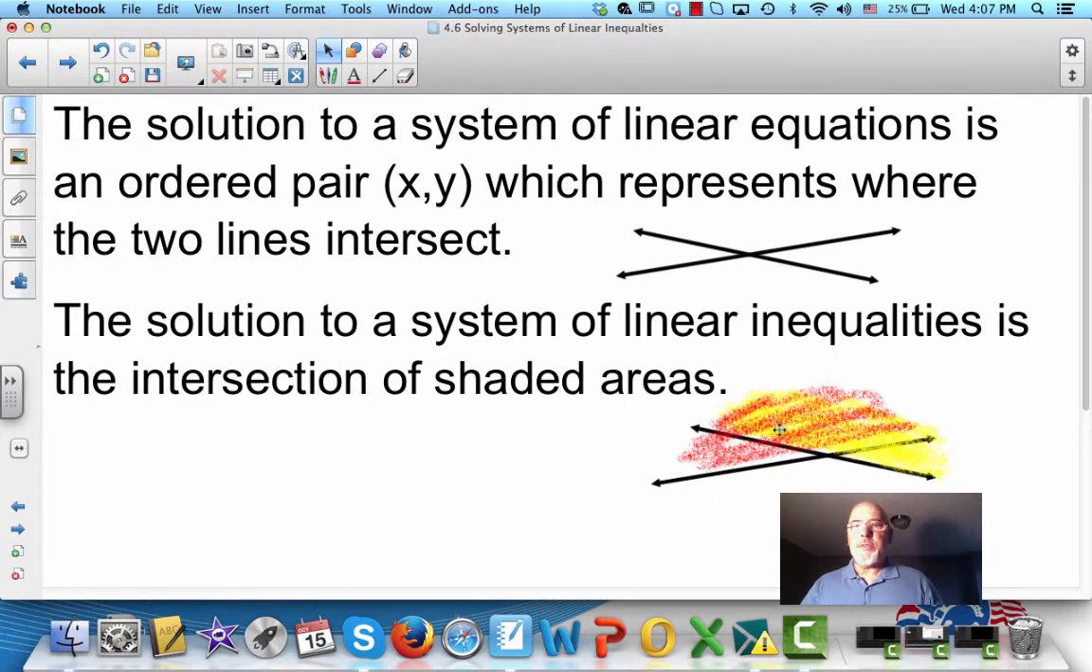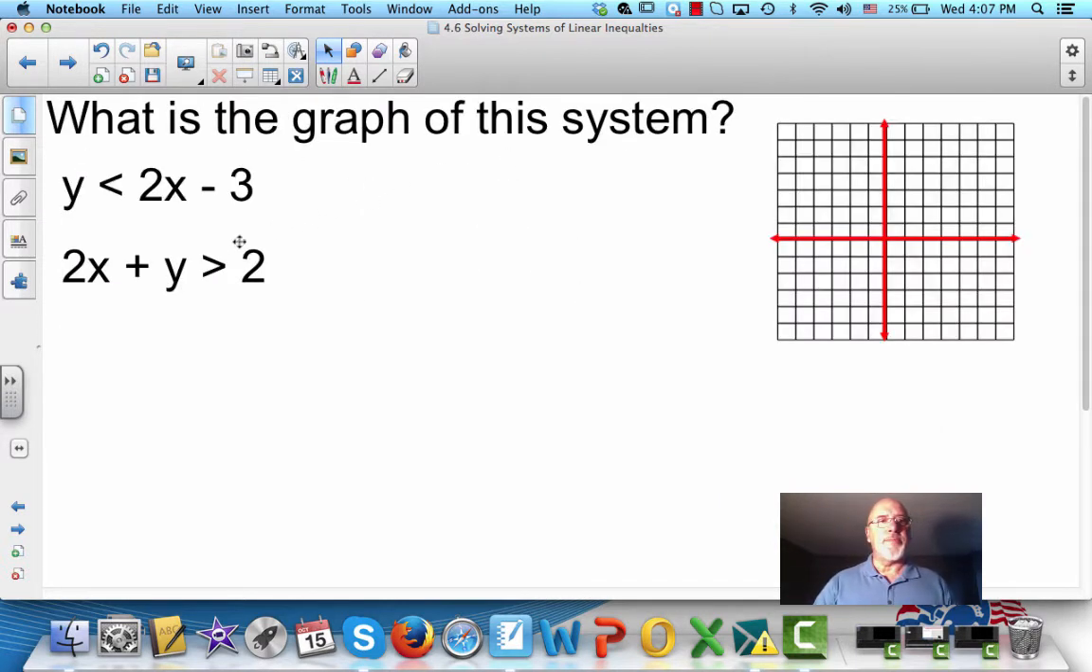On this one, there are a multitude of answers that will work as long as you pick them from the area where they intersect. If you pick an answer from here, in this red area, it won't solve both of them. If you pick it from the yellow, it won't solve both of them. But if you pick it where they overlap, then you've got a solution that will give you a true statement when you plug in for the x and the y. Okay, what is the graph of this system?